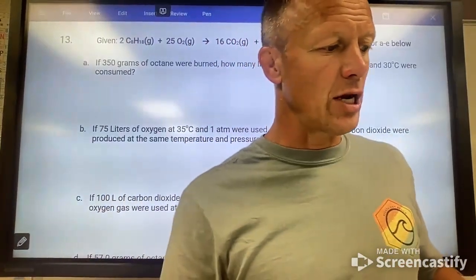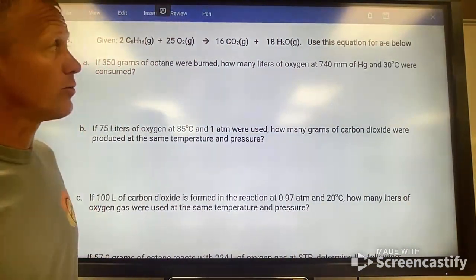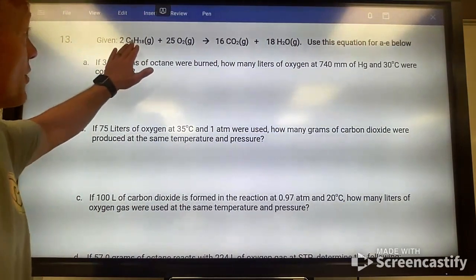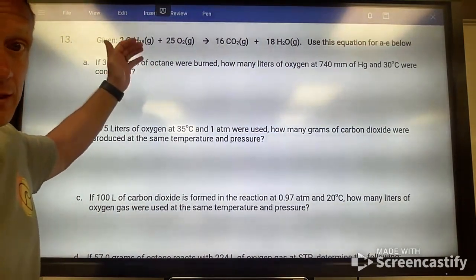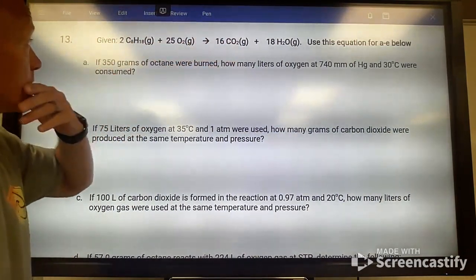Okay, here's question 13 on this gases sheet. It's got a little bit of everything in it. 13 is some stoichiometry involving gases. So here's your reaction. This is octane, which is gasoline, burning in oxygen, making carbon dioxide and water. So there's your mole ratios in there.